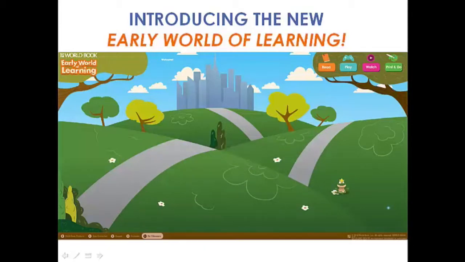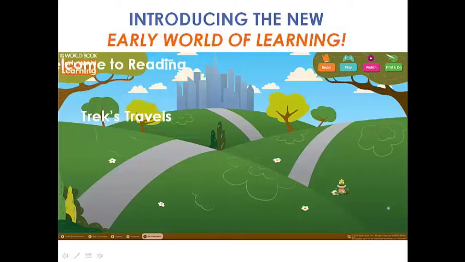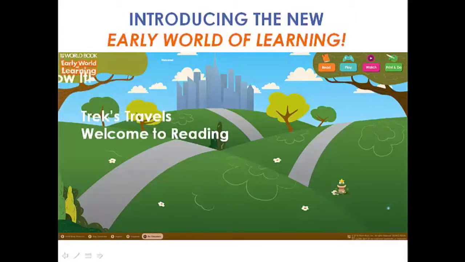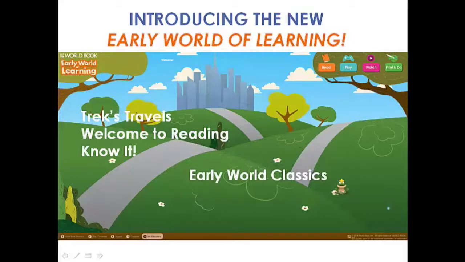The Early World of Learning contains 5 major components, each targeting a critical area of the development of young learners in early elementary grades, which we'll look at in this video. They are Trek's Travels, Welcome to Reading, and Knowit, which are all based on World Book content, as well as Early World Classics, which are traditional songs, nursery rhymes, and fables from all over the world, and additional resources to take on the go from Print and Do.